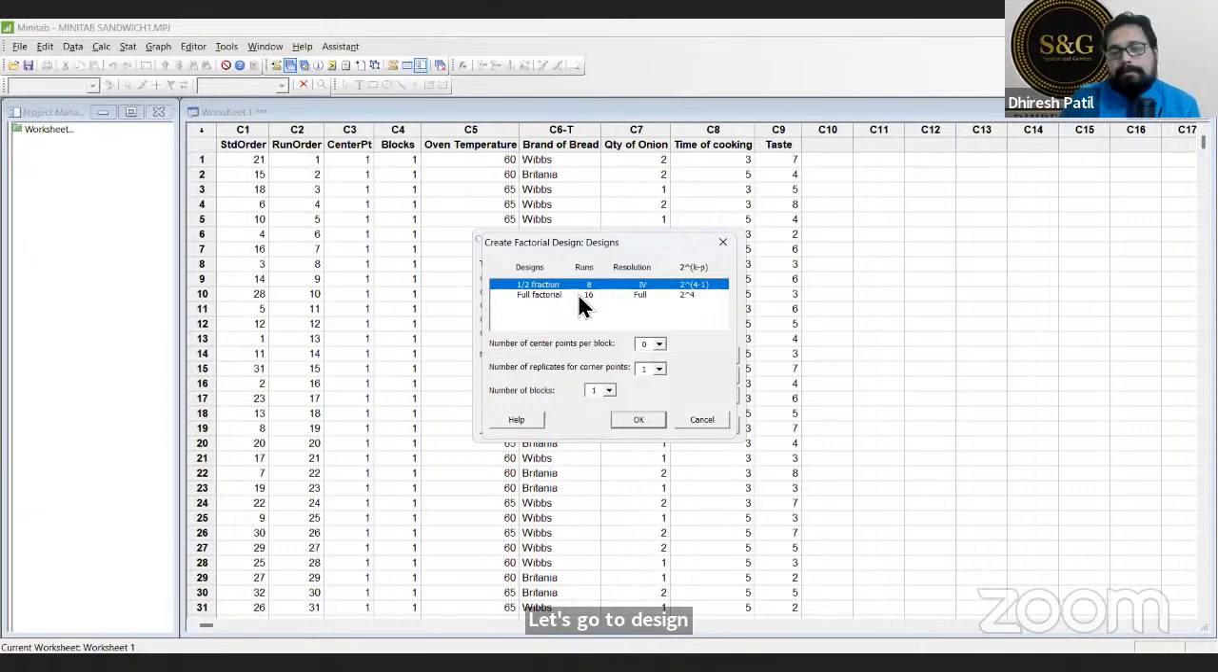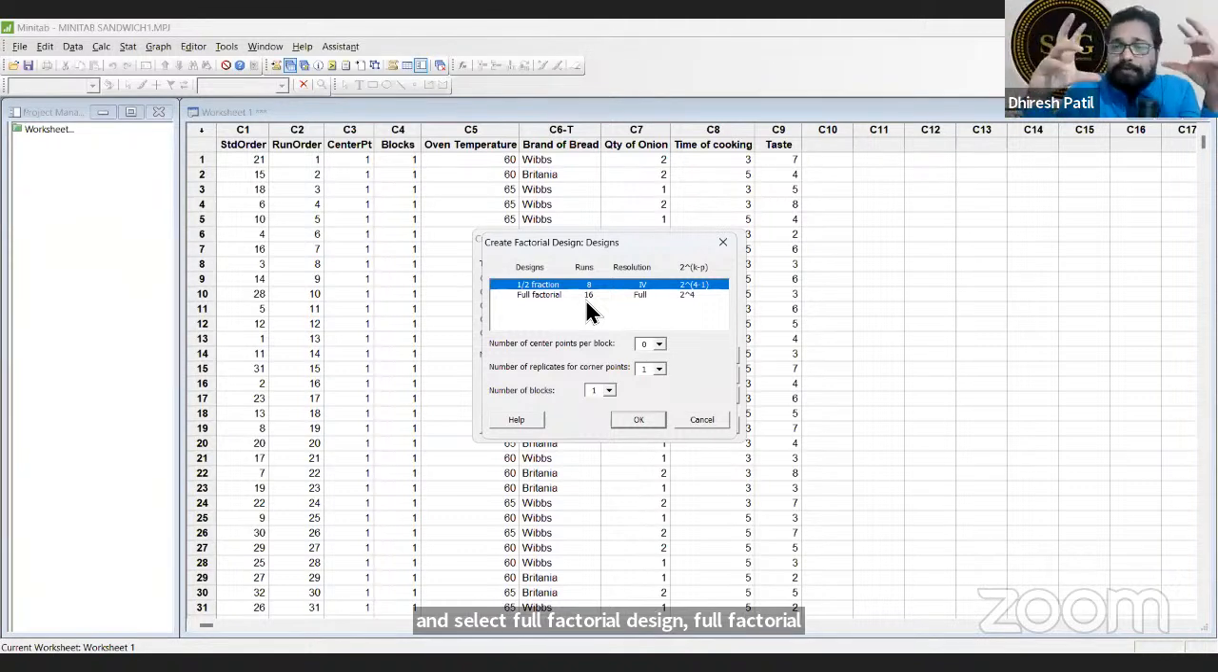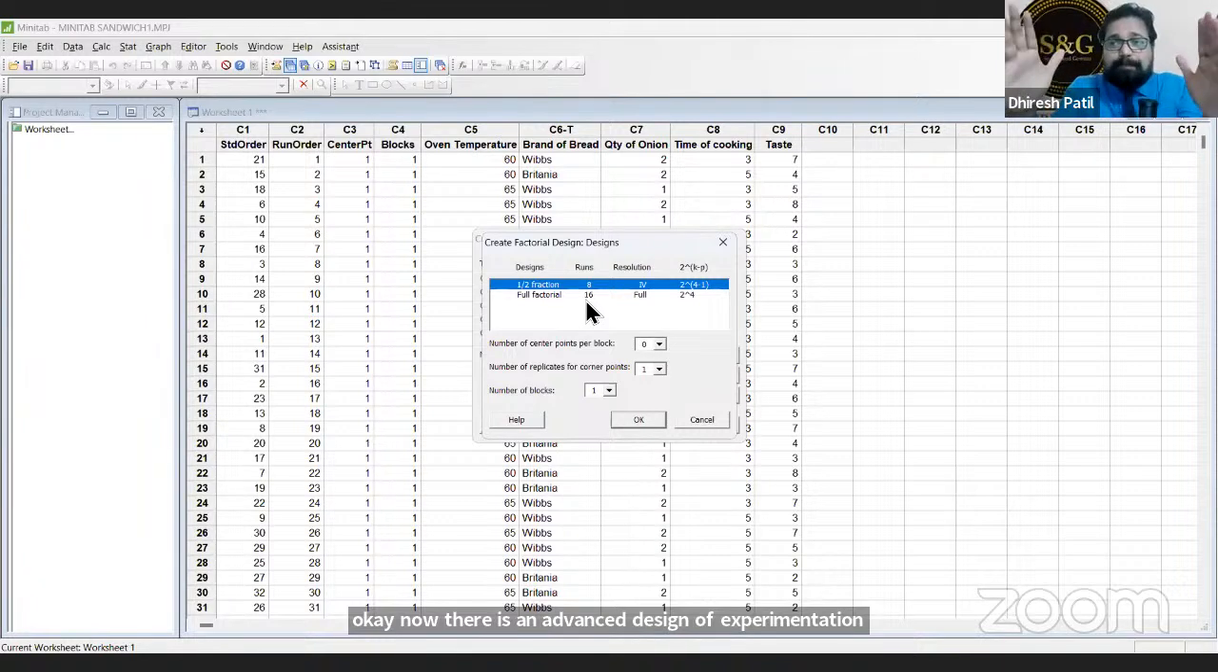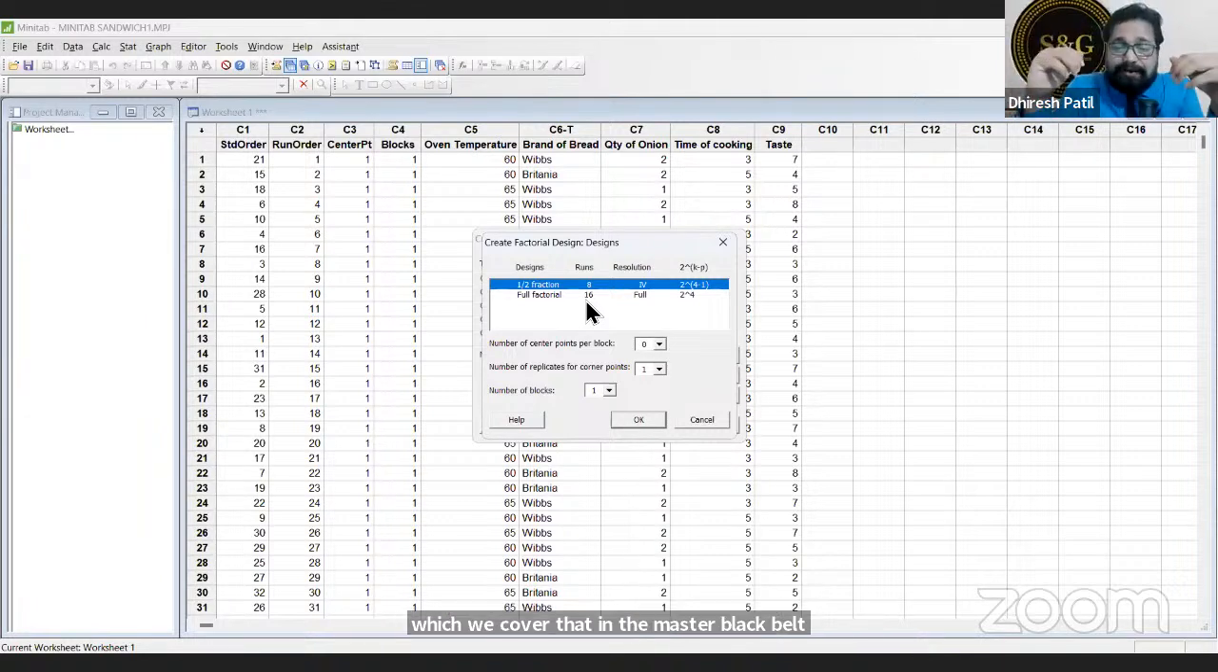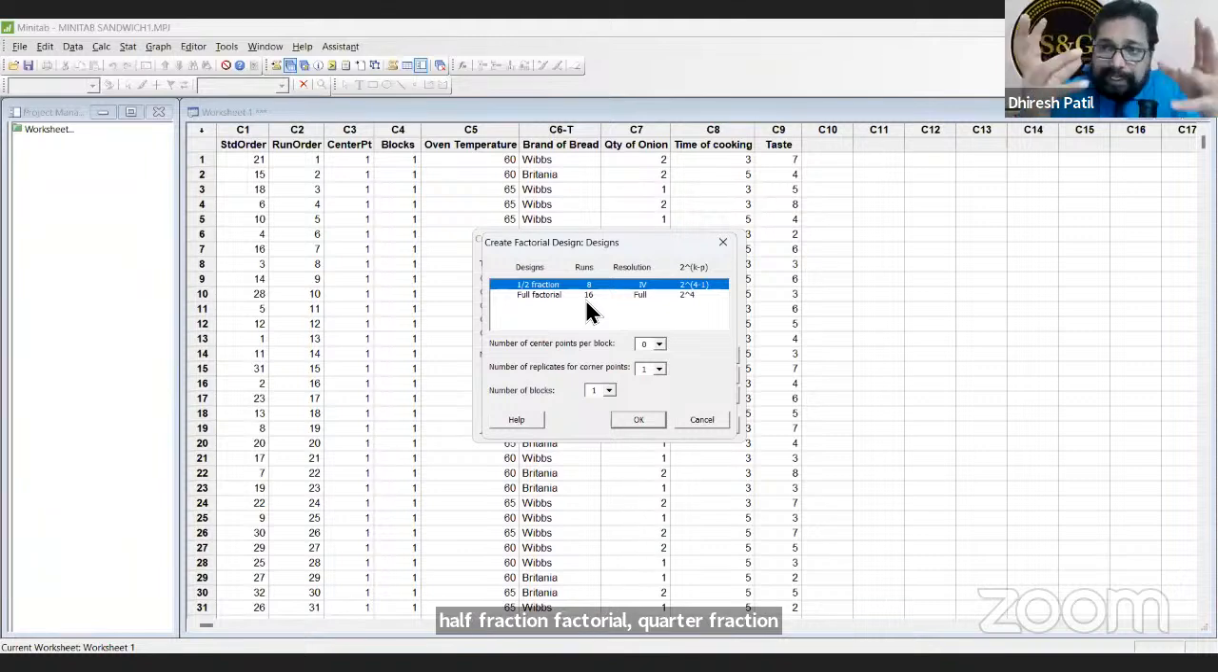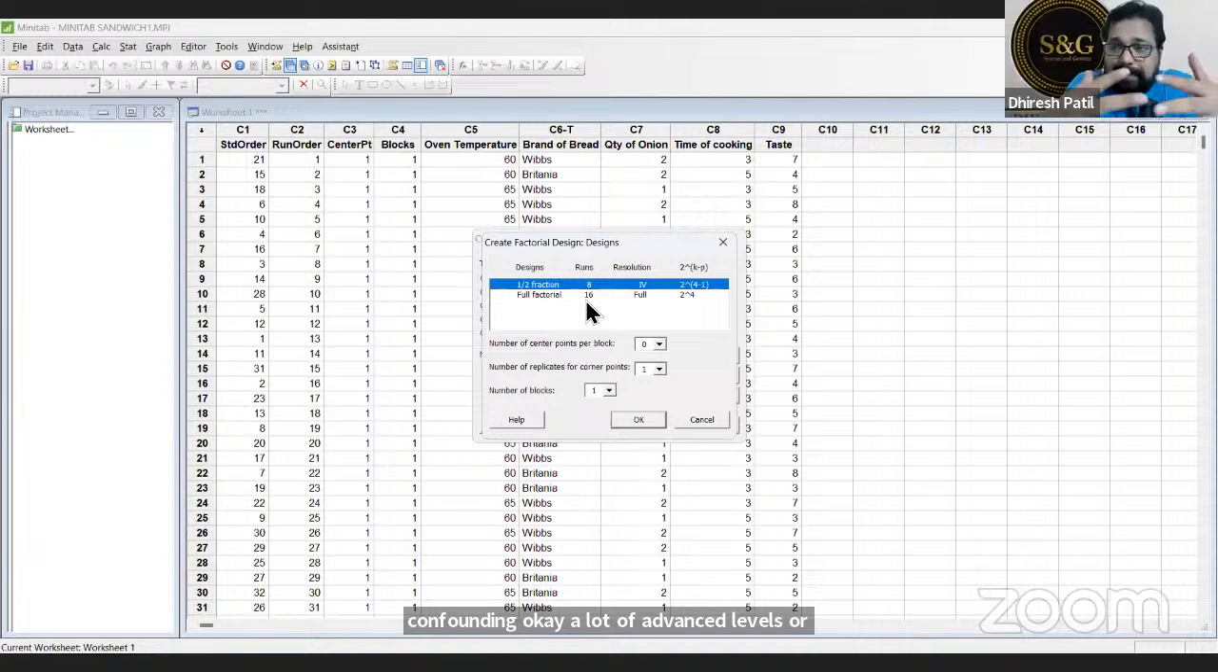Full factorial. Now there is advanced design of experimentation, which we cover at the master black belt level, where we go for half fraction factorial, quarter fraction factorial, confounding. A lot of advanced levels, or mixture design, which chemical industry people can use. A lot of advanced design of experimentation we cover in the master black belt. Now coming back to full factorial, select full factorial here.